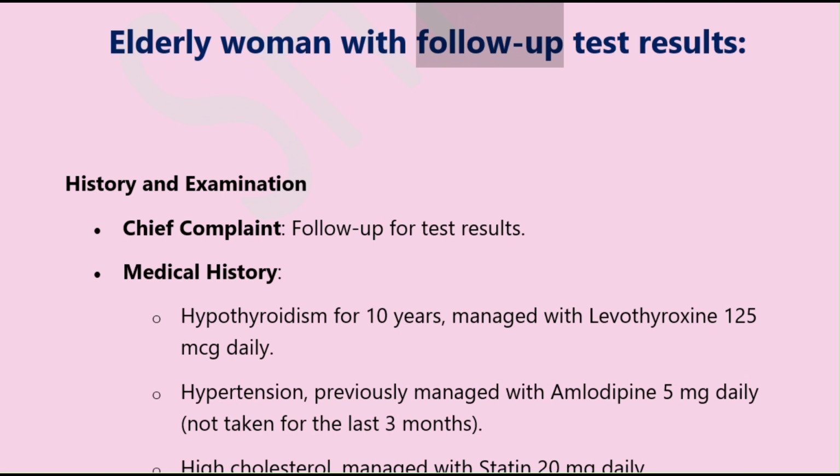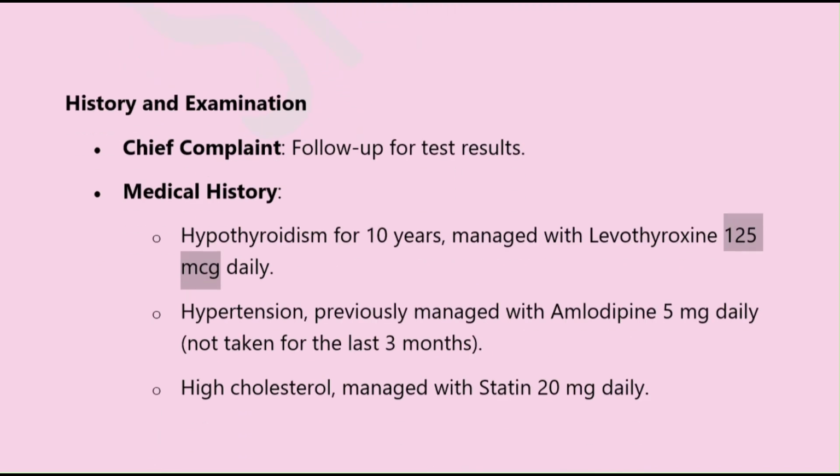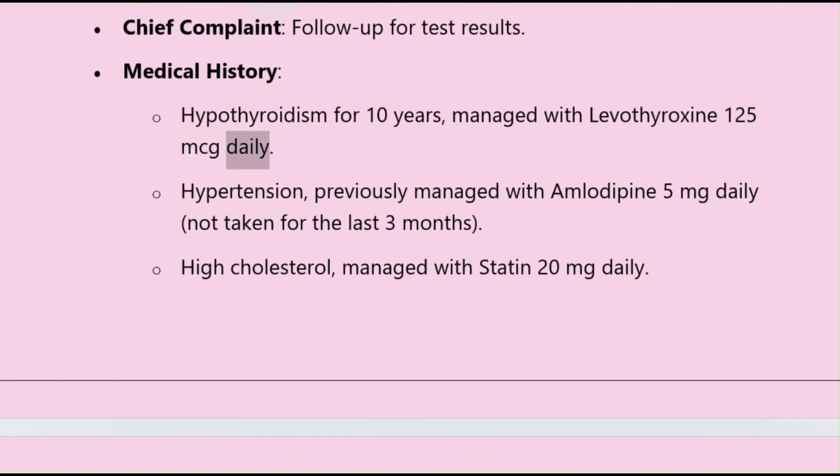Elderly woman with follow-up test results. History and examination. Chief complaint: follow-up for test results. Medical history: hypothyroidism for 10 years, managed with levothyroxine 125 micrograms daily. Hypertension, previously managed with amlodipine 5 mg daily, not taken for the last 3 months. High cholesterol, managed with statin 20 mg daily.